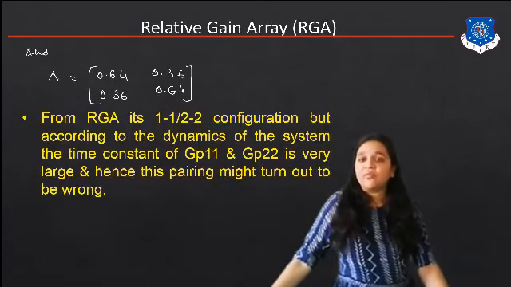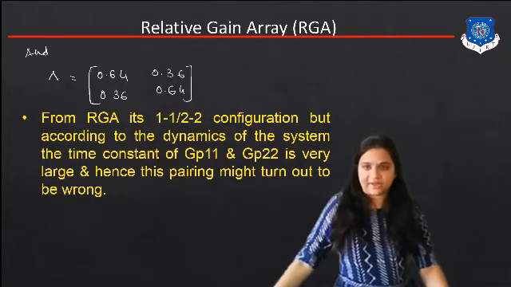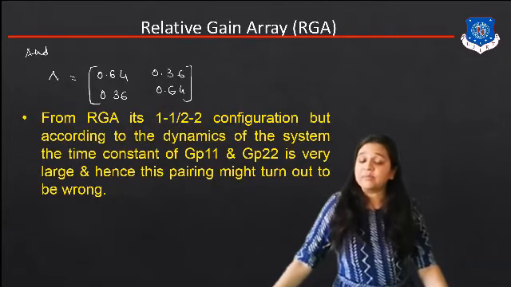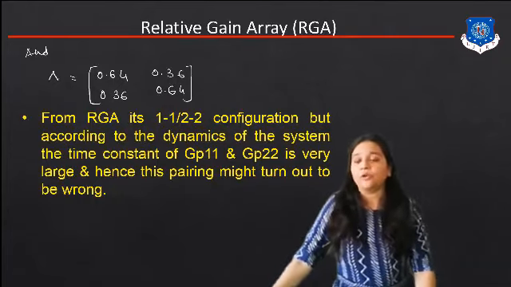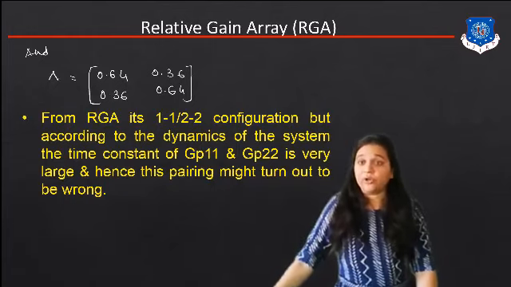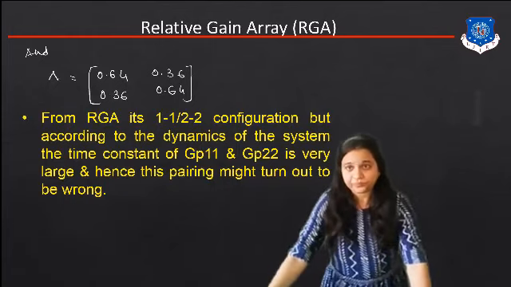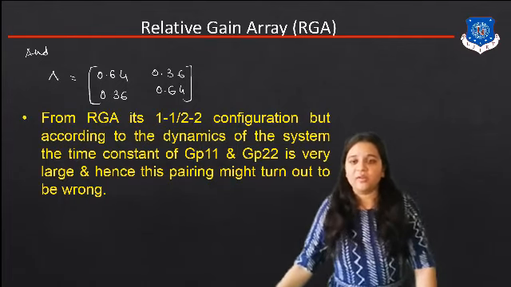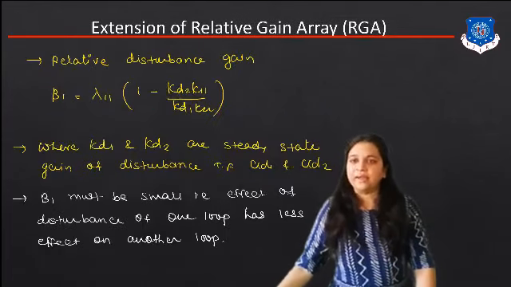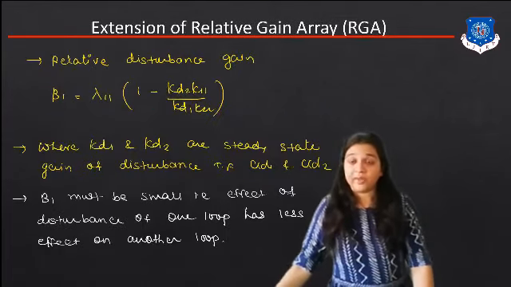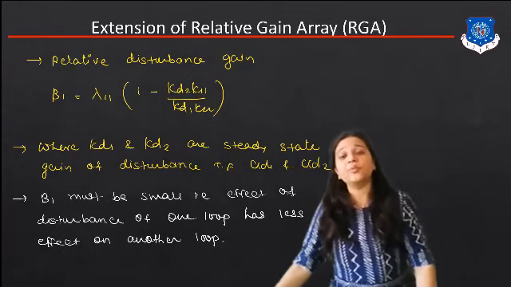So from RGA, it's a 1122 configuration, but according to the dynamics of the system, the time constants of GP11 and GP22 are very large, and hence this pairing might turn out to be wrong. Okay, because we can see the values of GP11 and GP22 are very large. So we have to use the extension of the RGA.